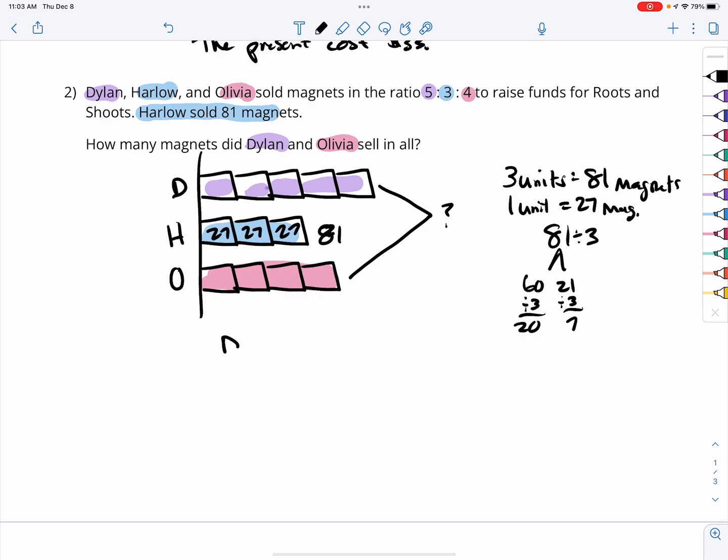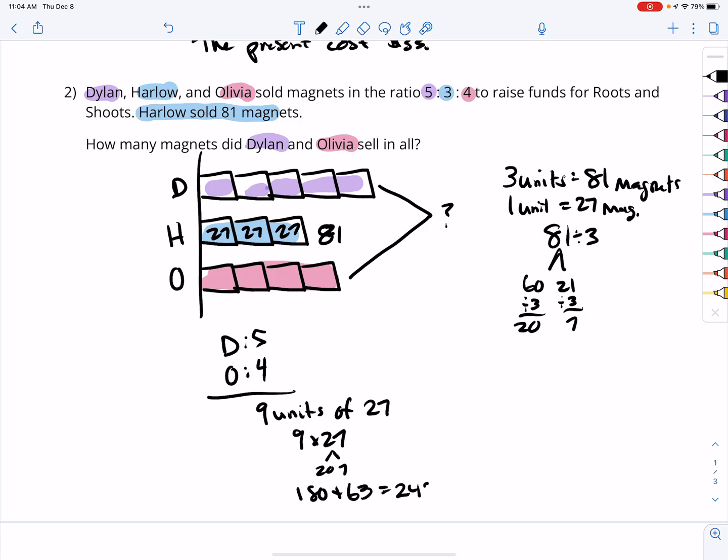So Dylan has 5, Olivia has 4. That means there are 9 units between the two of them, and each unit is 27. So we need to do 9 times 27. I know if I think of this like a 20 and a 7, that will be 9 times 20, or 180, plus 9 times 7, which is 63, so 243. So Dylan and Olivia sold 243 magnets.